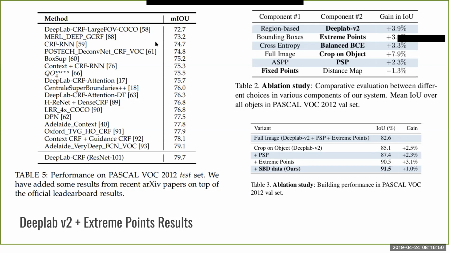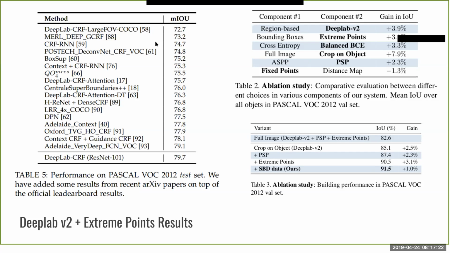Then they compared bounding boxes to extreme points. And you can see that the extreme points do better. The balanced BCE, I feel as though that might be a typo because they do talk about the balanced cross entropy. But anyways, that's basically just using the inverse of the frequency of the class to weight the cross entropy loss.